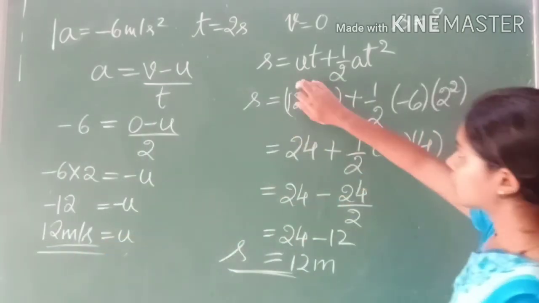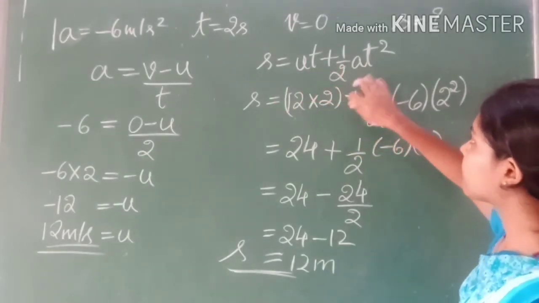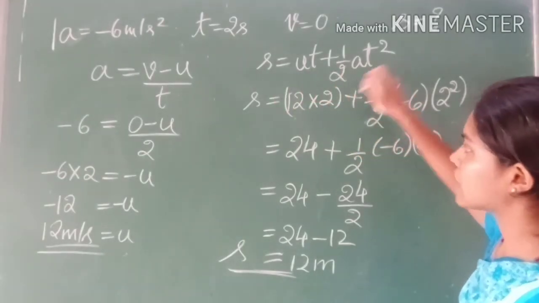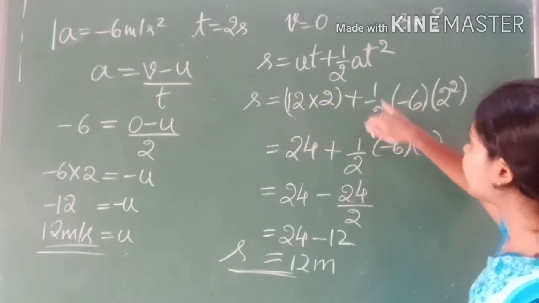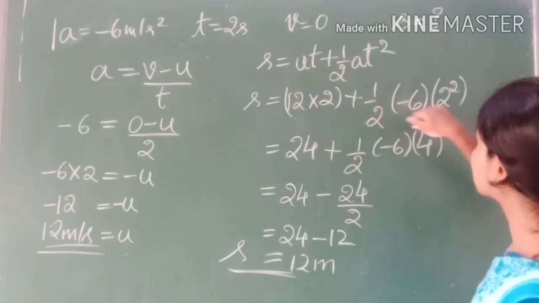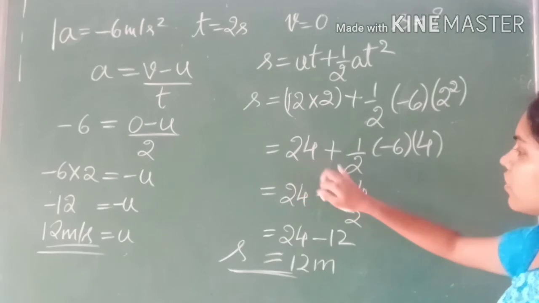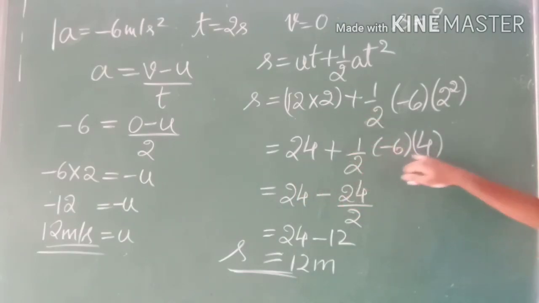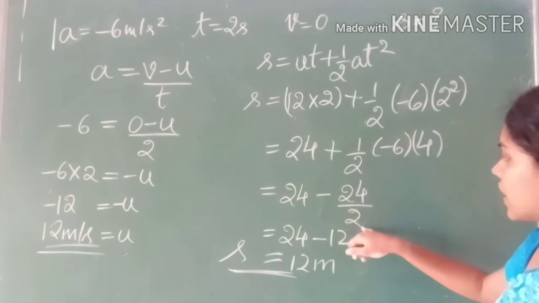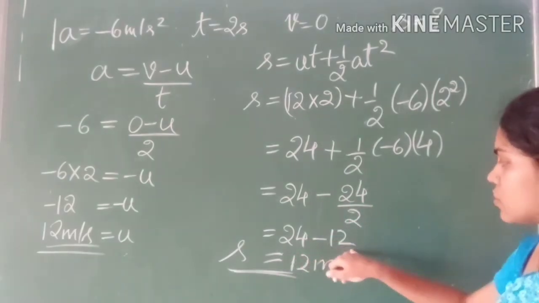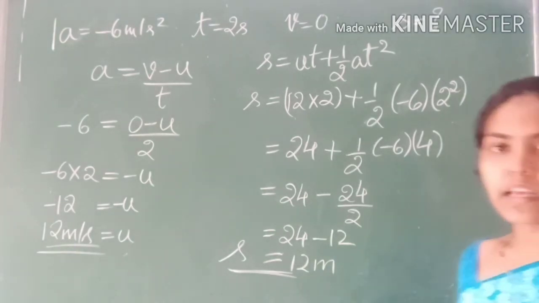So let's find the distance travelled by the car. S is equal to ut plus half at square, that formula I am using. S is equal to u is 12, t is 2, plus half, a is minus 6 and t square is 2 square. So 12 twos are 24, plus half into minus 6 into 2 square, which is 4. 24 minus 24 divided by 2, that is 24 minus 12. S is equal to 12 meter. That is the distance travelled by the object.